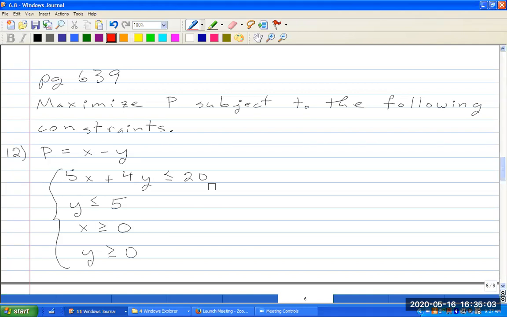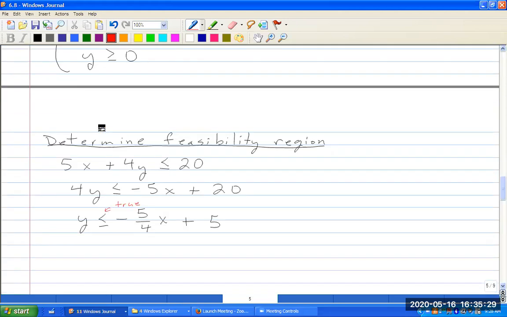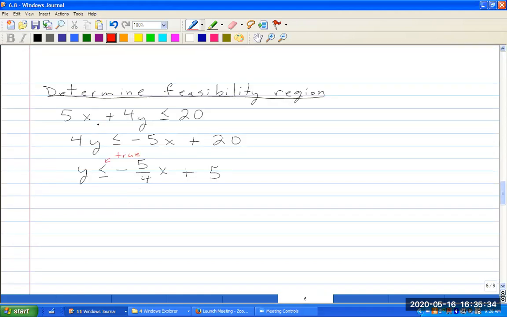Right now I'm going to do the feasibility region. So first I'm going to draw the feasibility region, and then I'll find the value of my objective function at each of these corner points, at each of the vertices of the simplex. So first I don't care about the objective yet. I'm just doing the feasibility region. So this is true below.